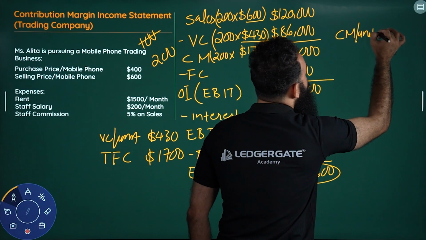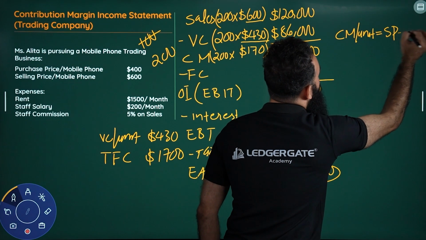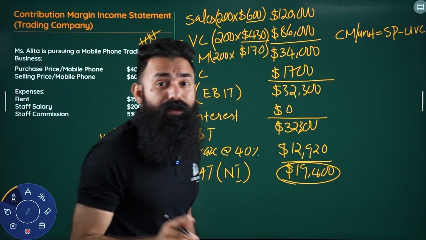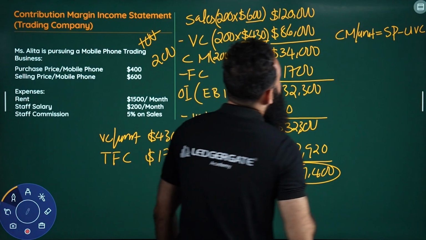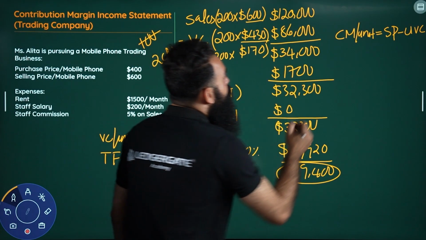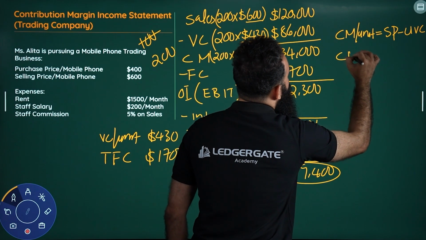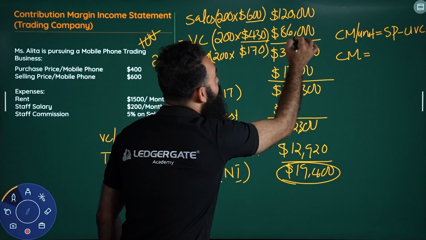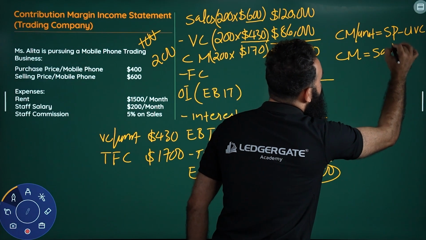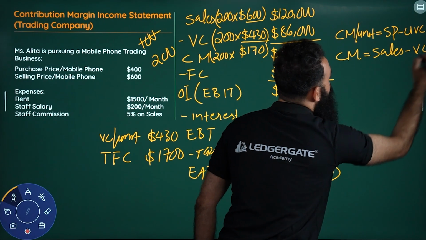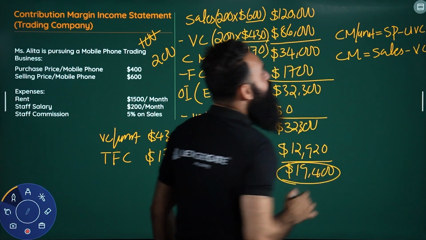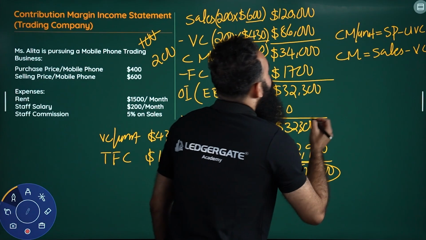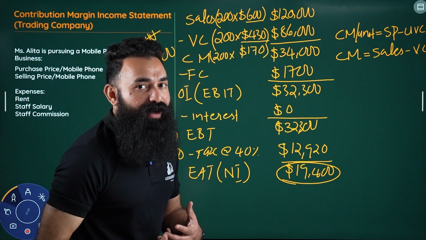How to calculate this contribution margin per unit? Selling price minus unit variable cost. Otherwise we would say variable cost per unit. And what is contribution margin then? Contribution margin, overall total contribution margin, is equal to sales minus variable cost. This is in total and this is on a per unit basis, right? And we can calculate some ratios out of it.